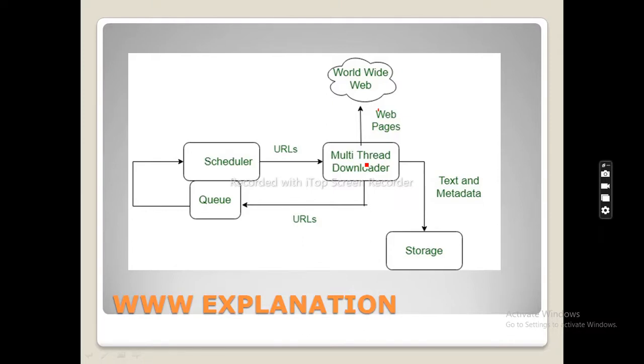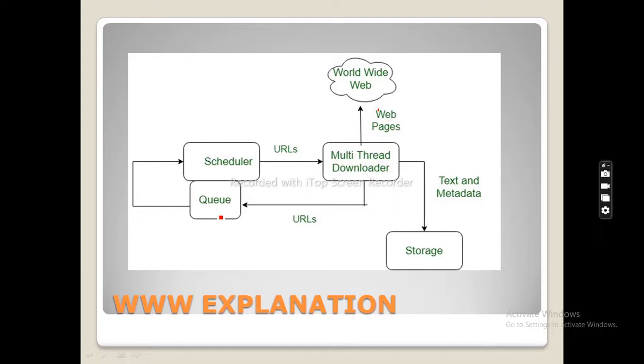Then URL is there. What is URL? URL is the uniform resource locator. It locates the resource of the website, meaning where can we get the website. And this is the scheduler, and this is the queue. Queue means the things are in the queue, the requests are in the queue.